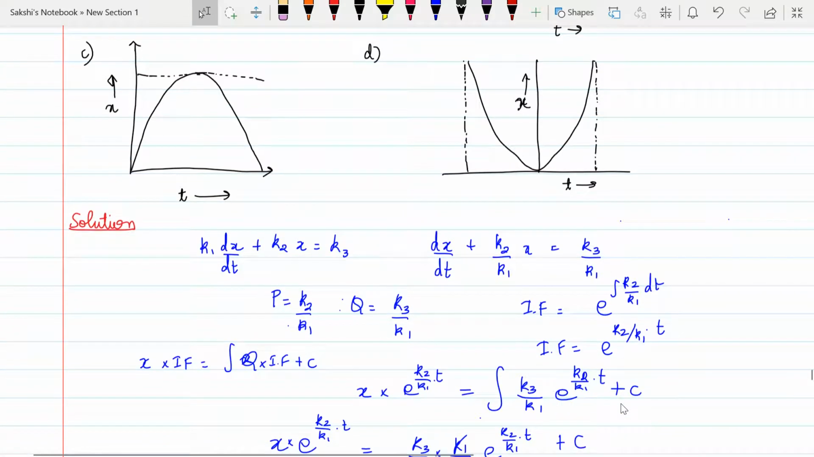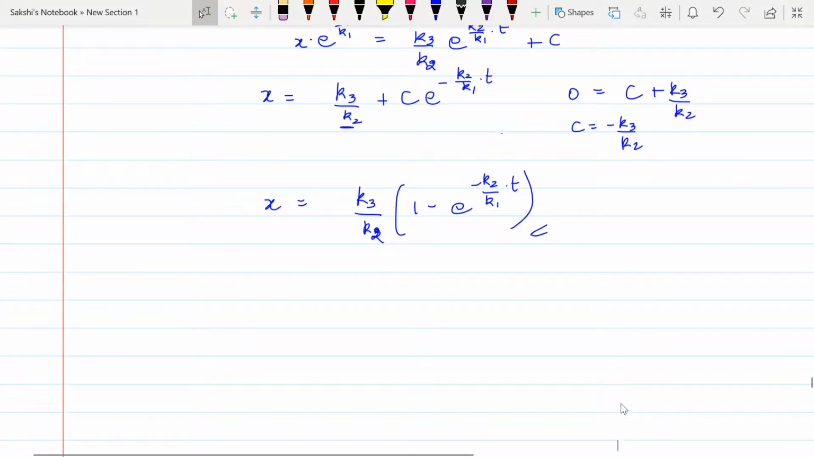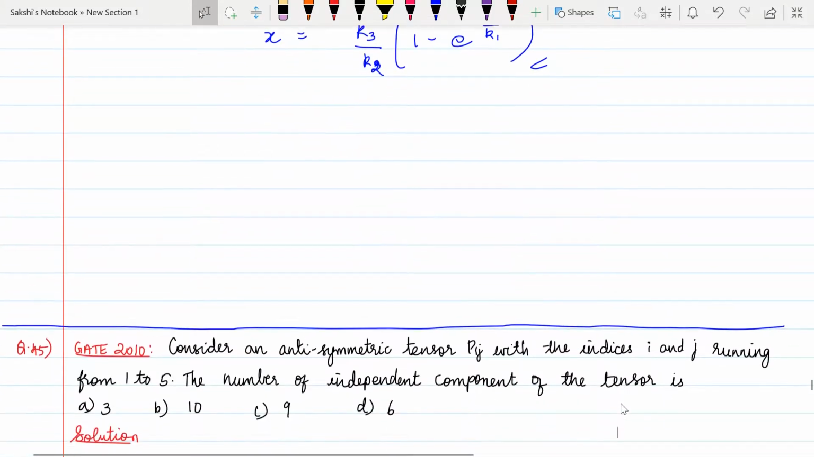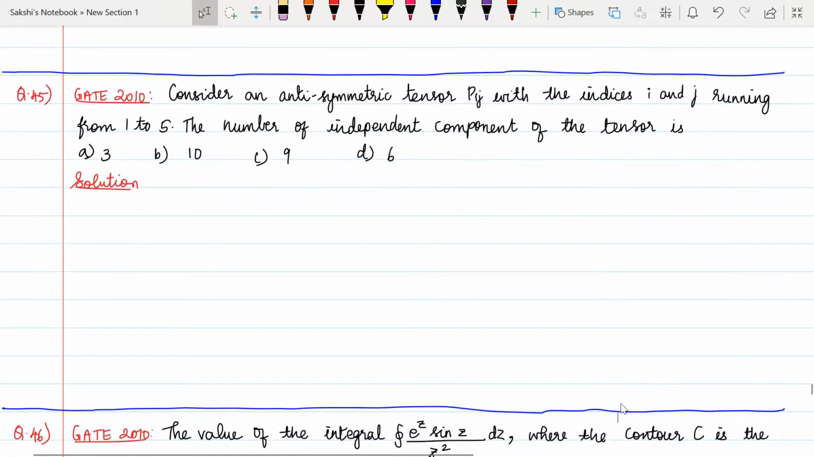For Legendre, for Bessel, this is important for you to know: cos, sine functions. So you can learn all those graphs. It will be easy. Now let us solve the fifth question. Consider an anti-symmetric tensor Pij with indices i and j running from 1 to 5. The number of independent components of the tensor. So this is an anti-symmetric matrix.